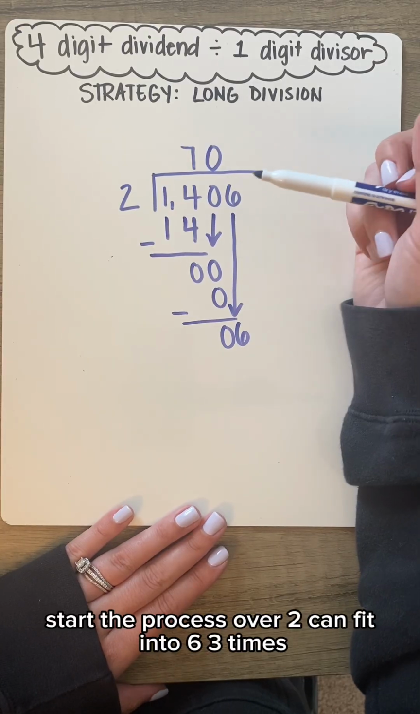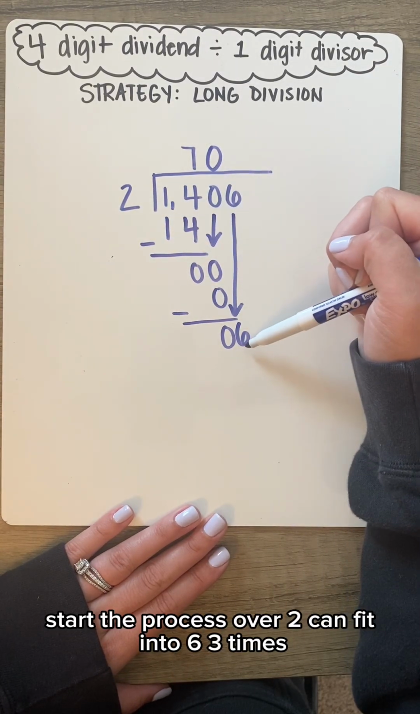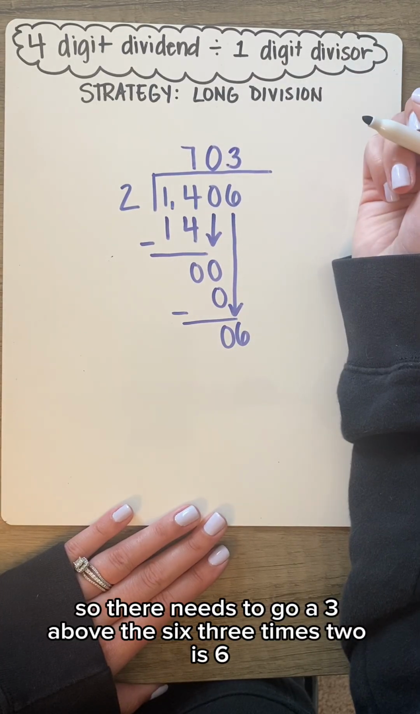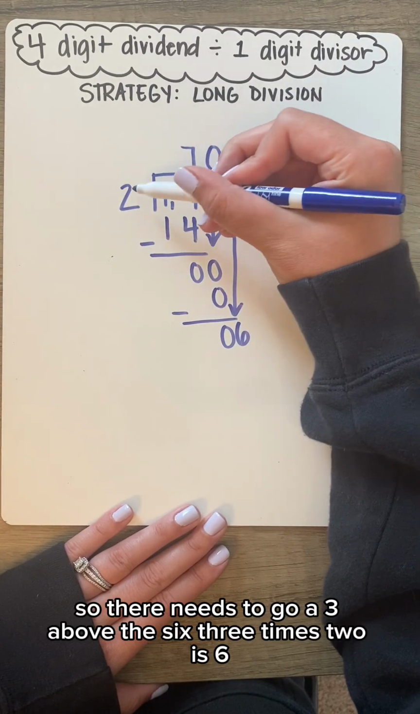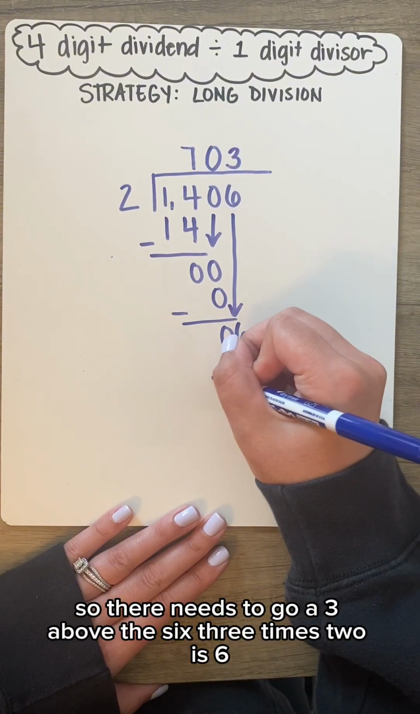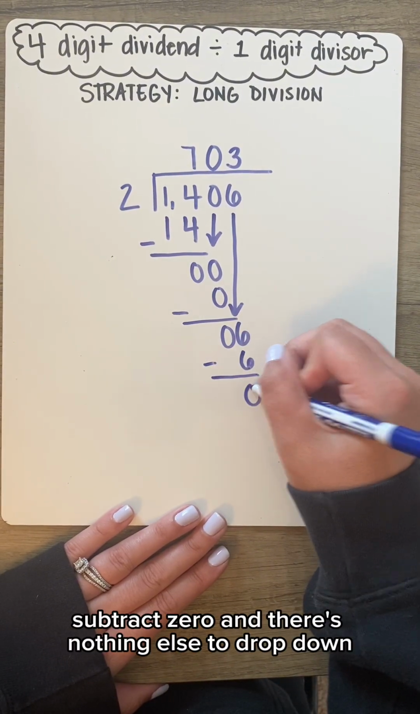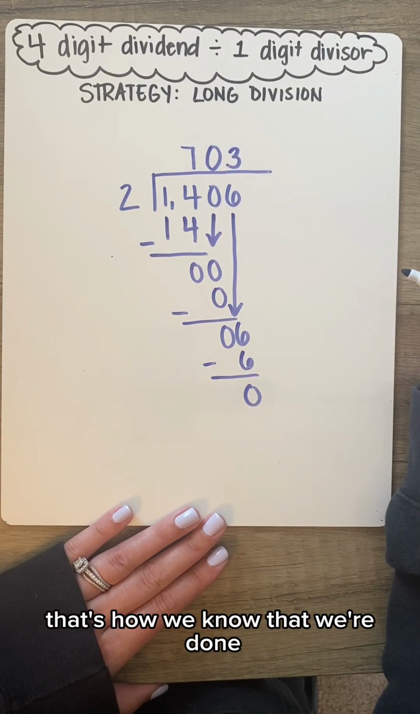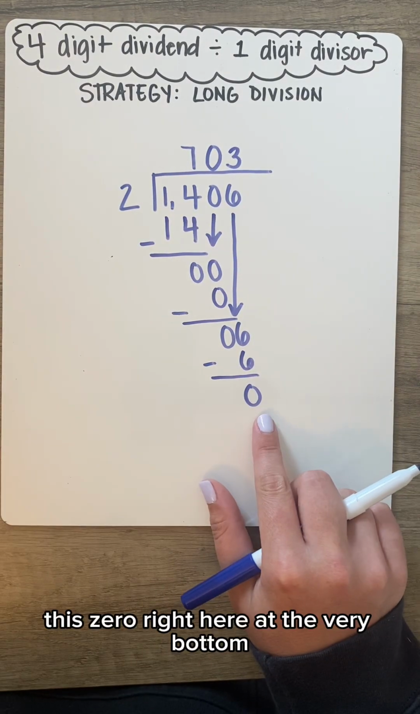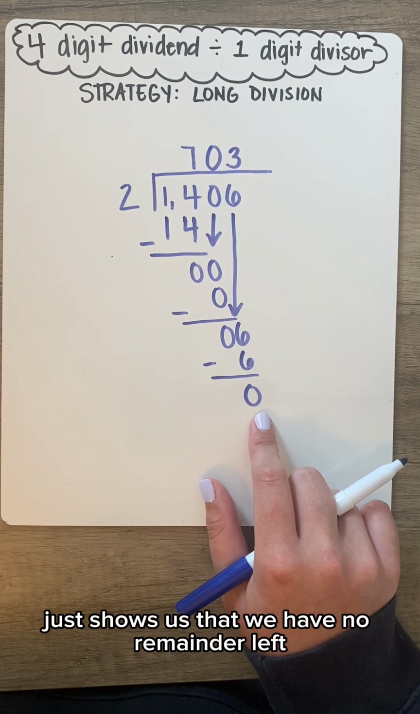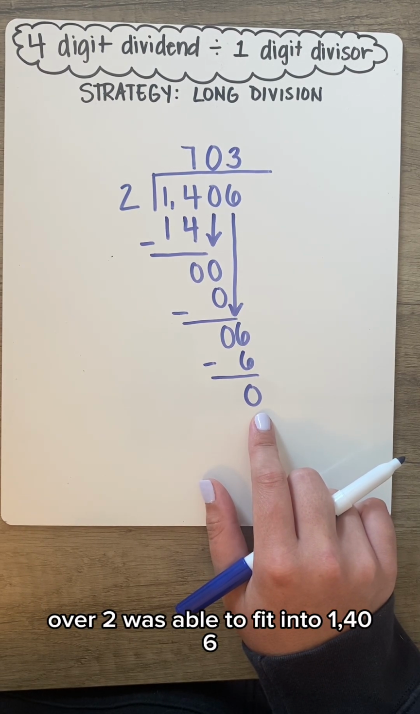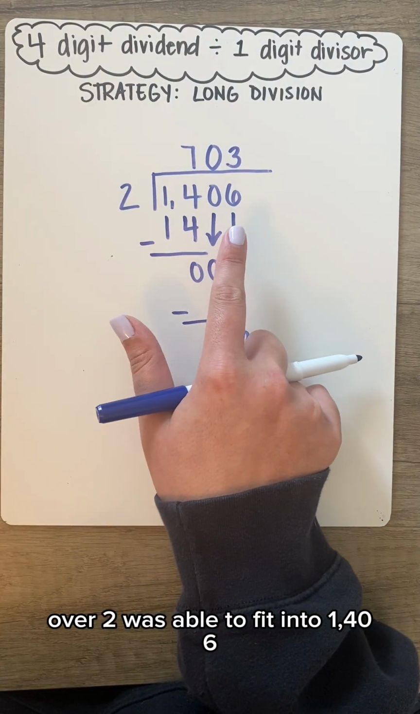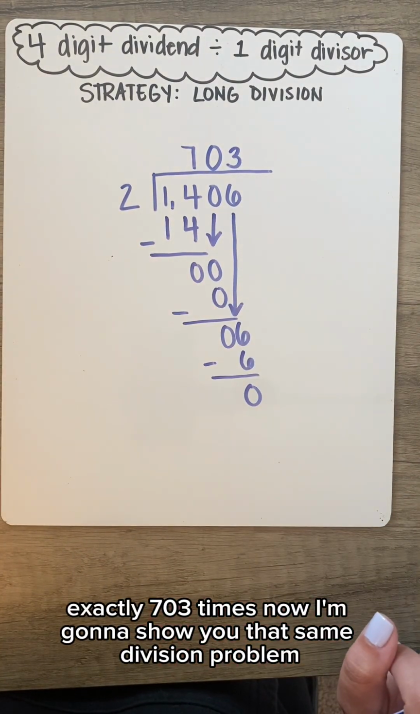Start the process over. 2 can fit into 6 3 times, so there needs to go a 3 above the 6. 3 times 2 is 6. Subtract. 0. And there's nothing else to drop down. That's how we know that we're done. This 0 right here at the very bottom just shows us that we have no remainder left over. 2 was able to fit into 1,406 exactly 703 times.